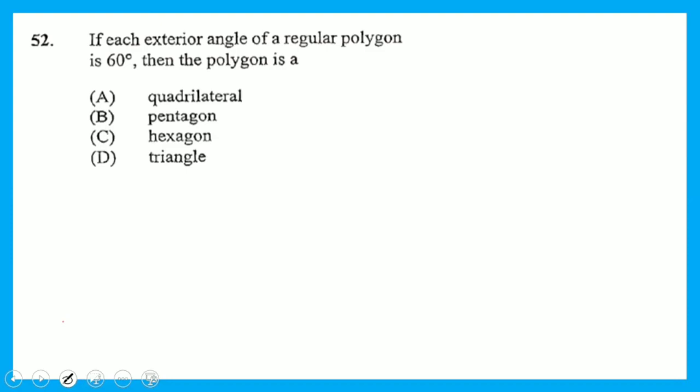Number 52, it says, if each exterior angle of a regular polygon is 60 degrees, what is that polygon? And if the exterior angle of a polygon is 60 degrees, then the interior angle is going to be 120 degrees because both of them must be supplementary. And the polygon that has that is going to be a pentagon. So you may want to revise the others as well.